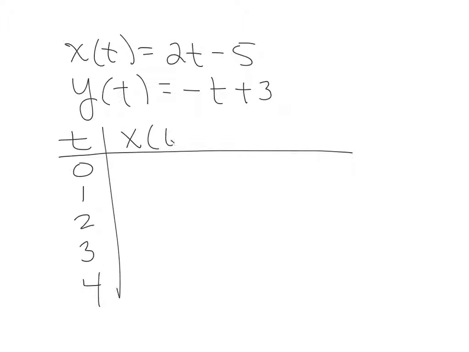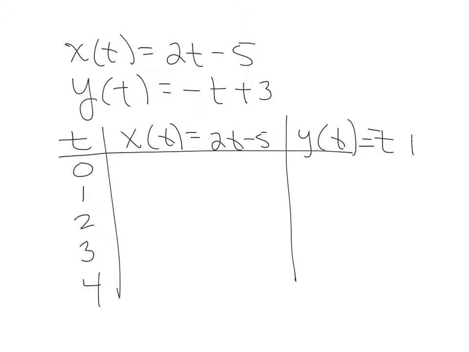So we have one equation here and one equation here in terms of time. And we just need to simply fill in those values. If t is 0, we would say 2 times 0 minus 5, and we would get -5. If t is 1, we would say 2 times 1 is 2, minus 5 is -3. And we could go on and substitute those numbers in there.